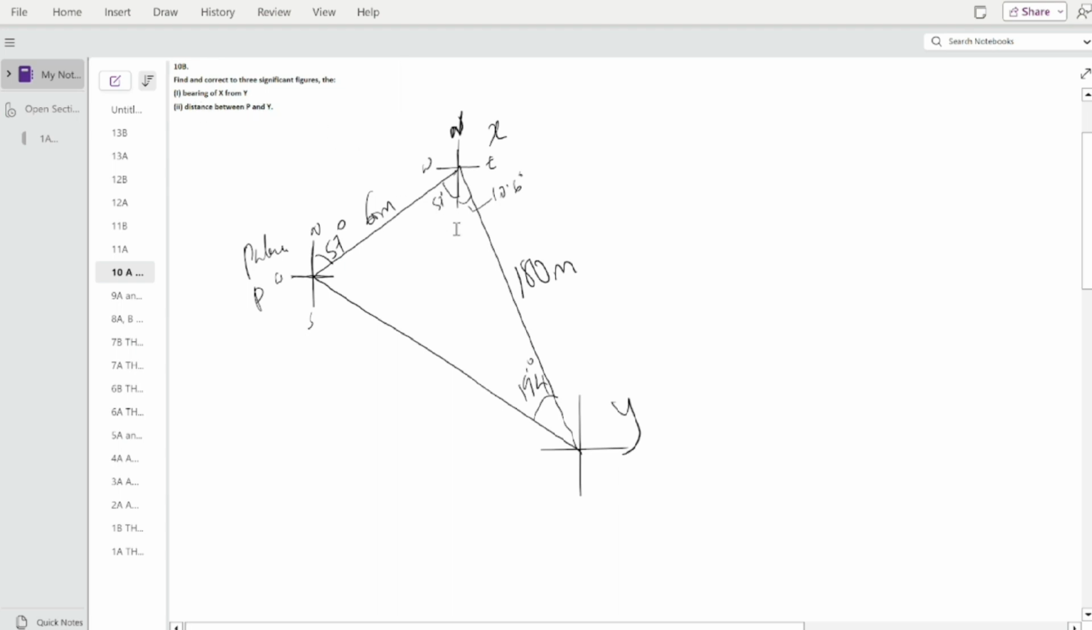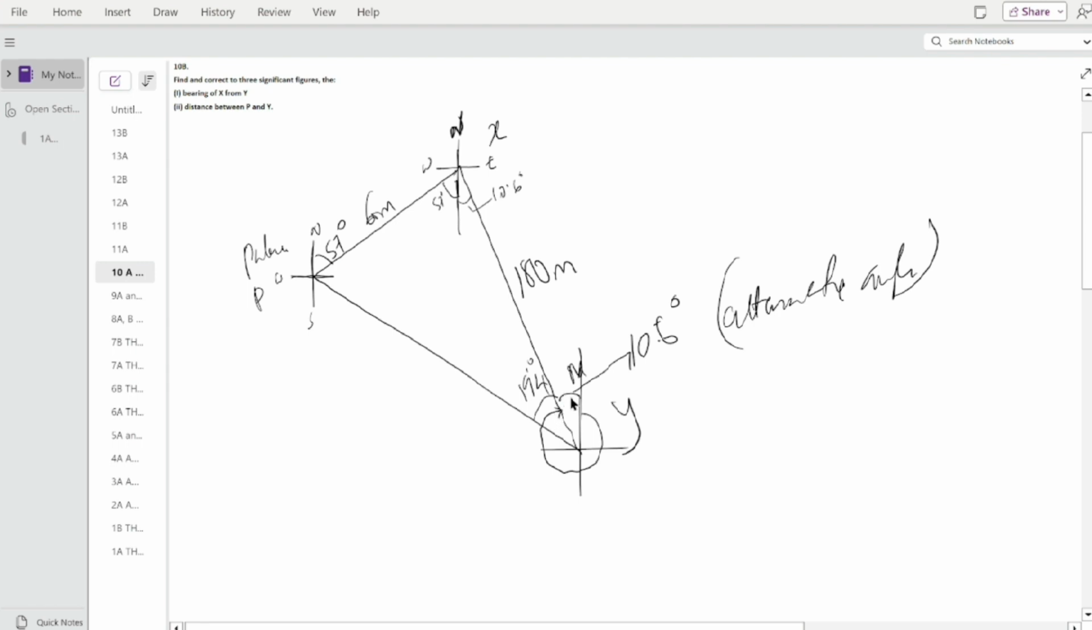The bearing of X from Y means this is north. Since it's a 3-figure bearing, you have to travel from the north right round and hit a line that connects X and Y. And there are 2 ways to find it. Since we know this angle is 10.6, and this is parallel to this, we also know this angle is also 10.6, which is an alternate angle.